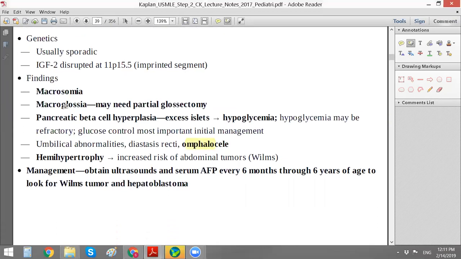So macrosomia, macroglossia, hemihypertrophy and hypoglycemia because of pancreatic beta cell hyperplasia. Management is obtain ultrasound and serum. This is important. Ultrasound and AFP every 6 months through 6 years of age to look for Wilms and hepatoblastoma. Okay.